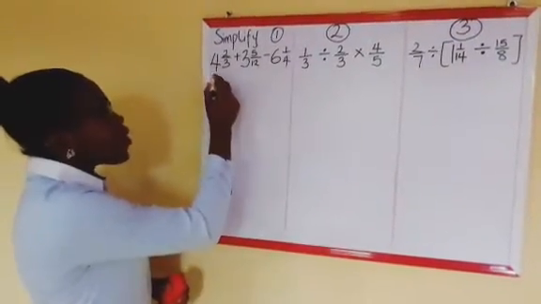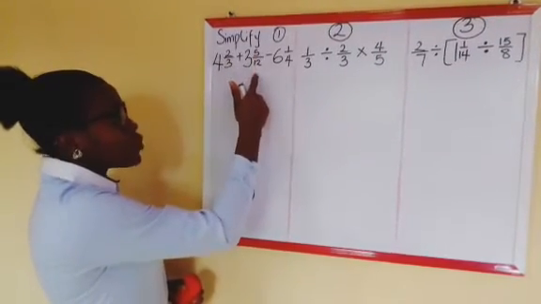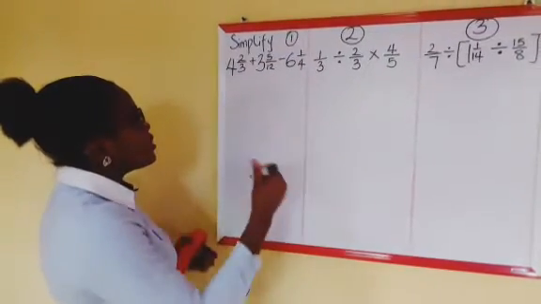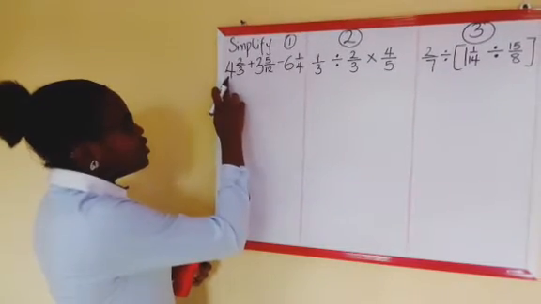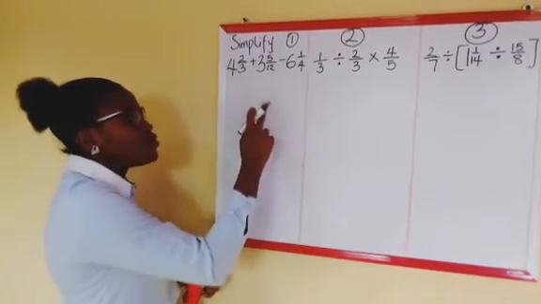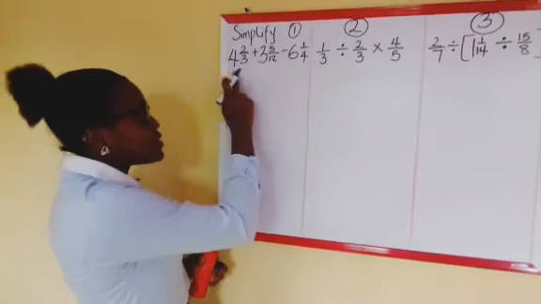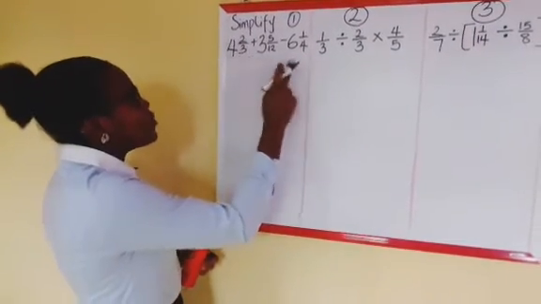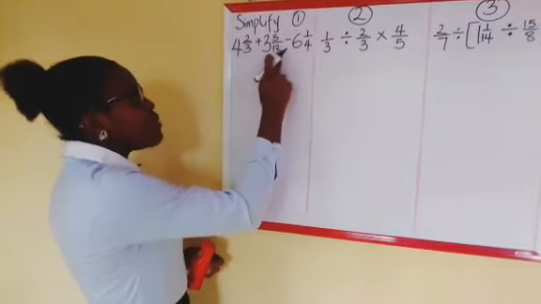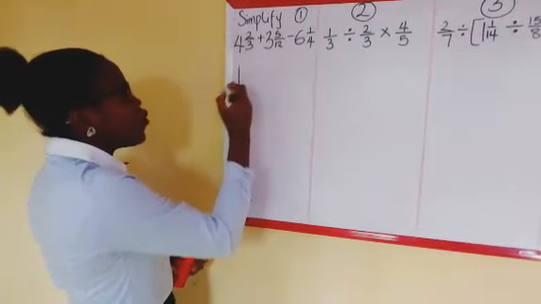Simplify 4 2/3 plus 3 5/12 minus 6 1/4. The first thing to do in this case is to solve for the whole numbers. Remember, the rule did not tell us whether to do addition or subtraction first. The rule said that we should solve from left to right. So let's solve the whole numbers. 4 plus 3 will give us 7. 7 minus 6 is 1. So you write your whole number 1.